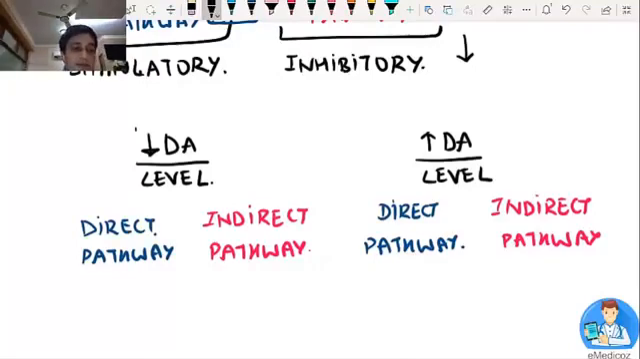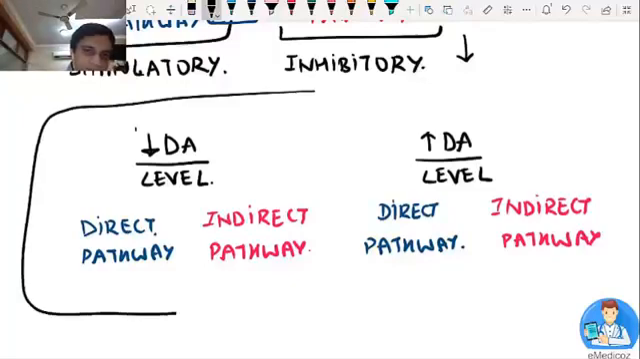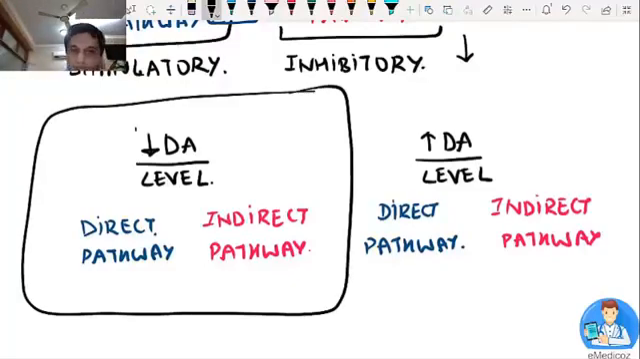Now please tell me, if at all the dopamine level has come down, which pathway will work more, D or I? My question is for you guys. Which pathway will work more? More, I'm asking you now. Which pathway will be more active now?